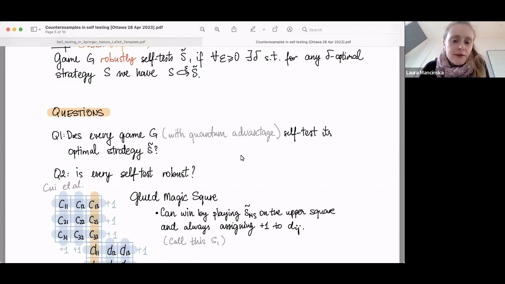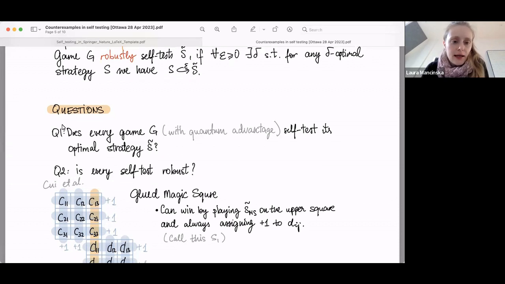Okay, so the first thing I want to say now regards question 1. Does every game G self-test its optimal strategy S tilde? Actually, even before we started our work, we knew that the answer to this question is no. Before we started our work, we only knew one such game, and that was given in this work by Tsui et al. They call it the glued magic square.